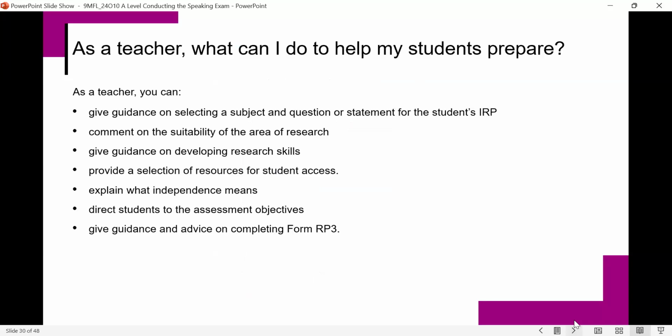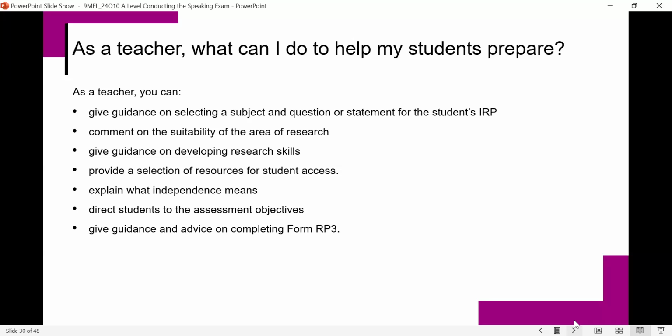Okay. So let's just have a think about what you can do as a teacher to help the students. There are certain things you can do, and there are certain things that obviously you can't do. You can give them guidance on selecting a subject and a question or a statement for their IRP. They can say, do you think this is a good topic, miss? And yes, you can say, yes, that seems fine. And sometimes as well, comment on the suitability of the area of research.